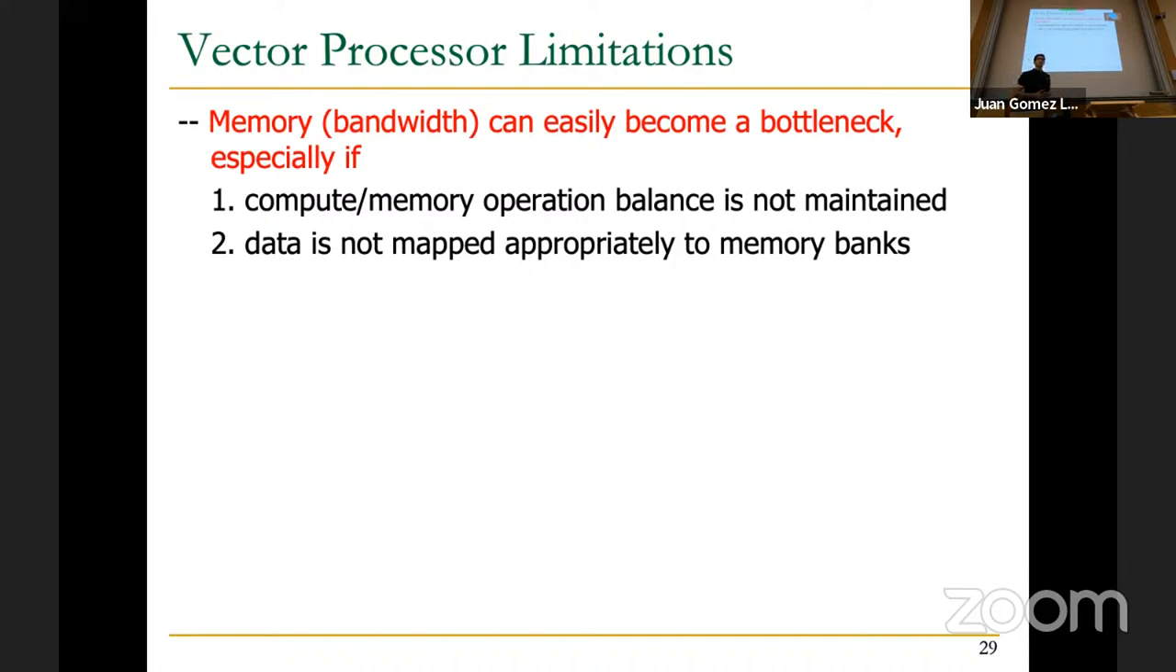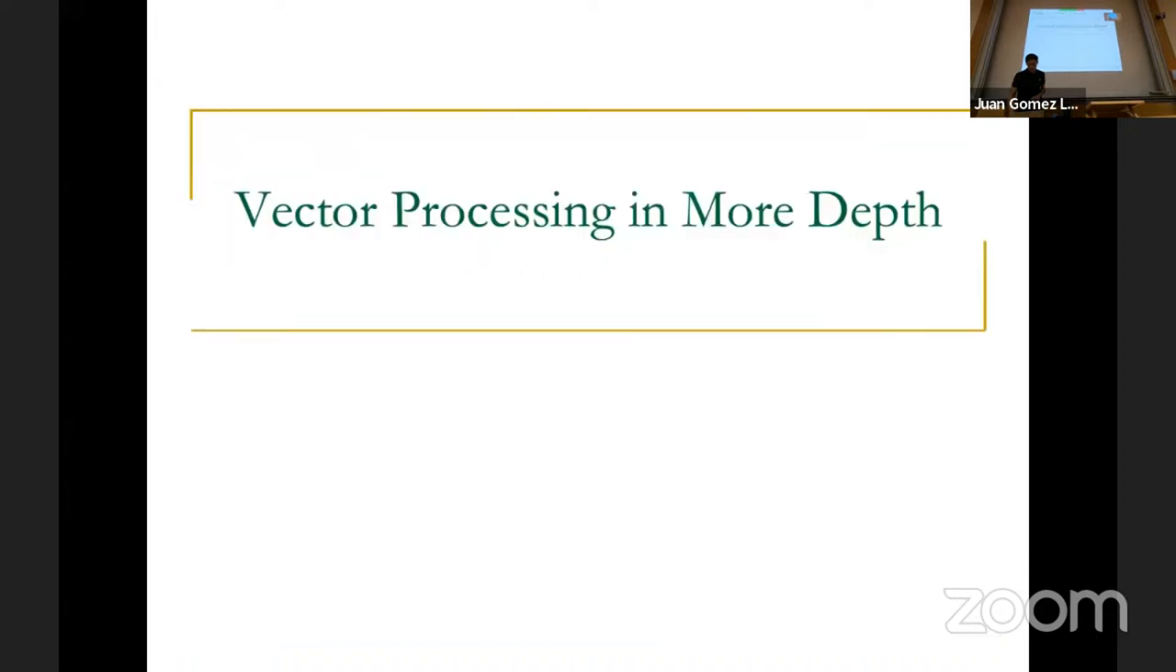So that's a very low arithmetic intensity. What happens in our programs is that processing units are going to be waiting all the time for data coming from memory. So memory bandwidth is a typical limitation in SIMD processors and GPUs.